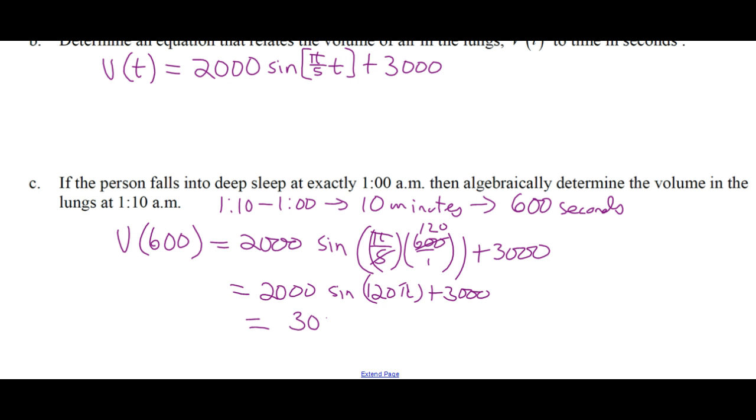So it's equal to 3,000, right? So sine of 120 pi is 0, so it's 2,000 times 0 plus 3,000, which is 3,000. Also think about it, if the period is 10 seconds, this is just 60 periods, right? So 60 periods is going to take you back to the spot you were at. You've gone through an even number of them. So 3,000 milliliters.